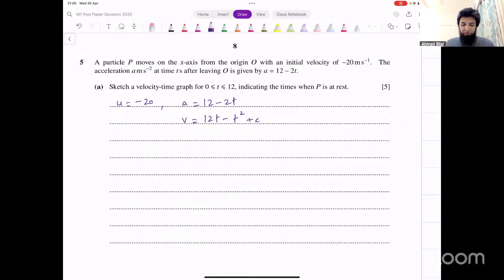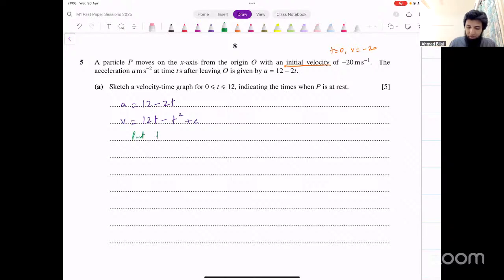And now, how do you find the value for c? We know that the initial velocity was what? -20. Initial velocity means velocity at time equals 0. So when time is equal to 0, we know that the velocity is equal to -20. That's what we're given. So we can use that now to find the value for c.